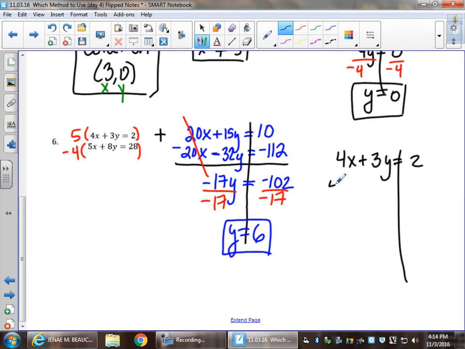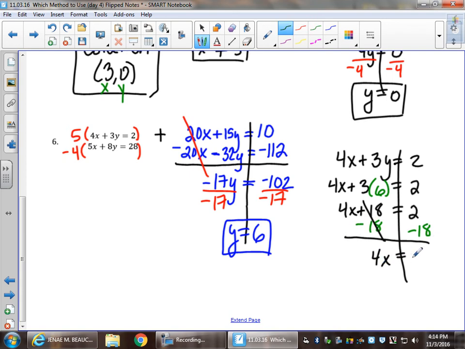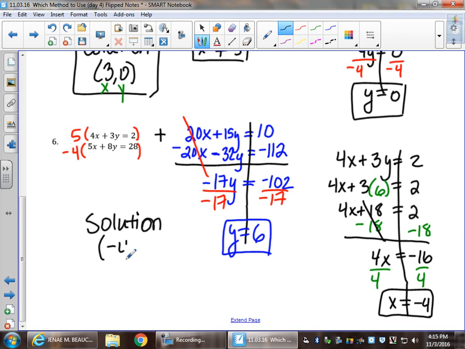Okay. This will be 4x. If you're listening to this right now, you have already done this yourself. Where I see y, I plug in 6. 4x plus 18 equals 2. Going to subtract 18 from both sides. That gets me 4x equals negative 16. Divide by 4, divide by 4. And I get x equals negative 4. So my solution is negative 4, 6.